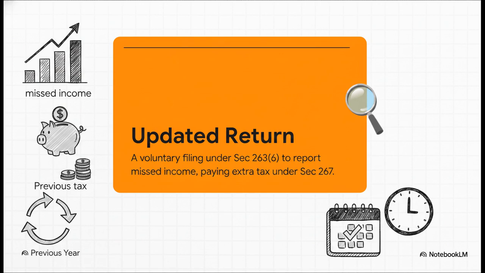But, as you might guess, it's not a free pass. It comes with a major condition. You have to be willing to pay the associated additional tax, which is calculated under Section 267.